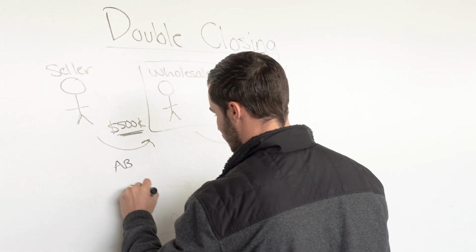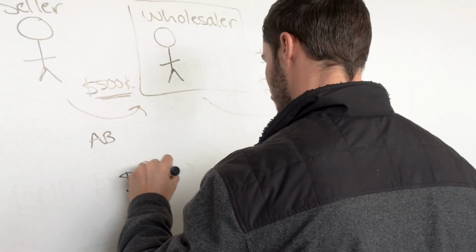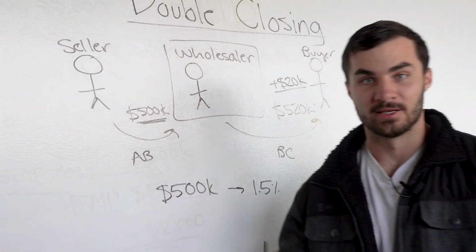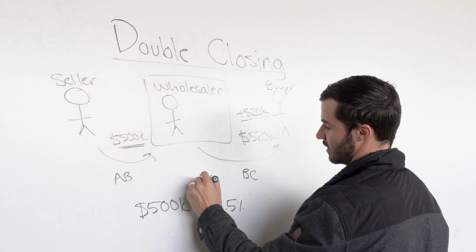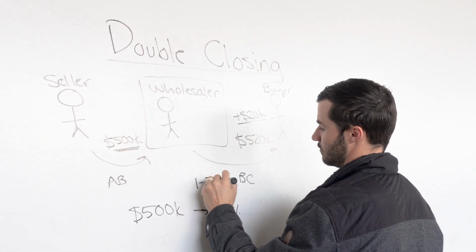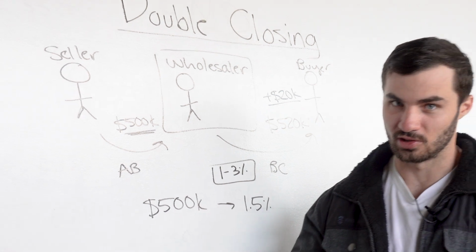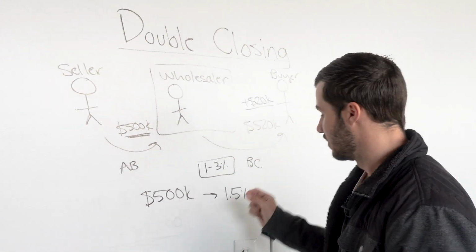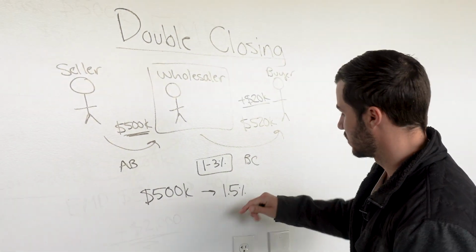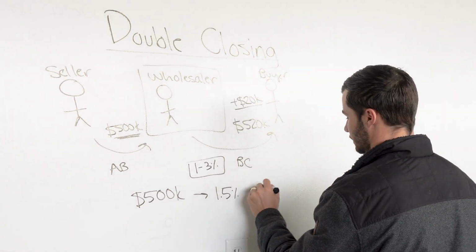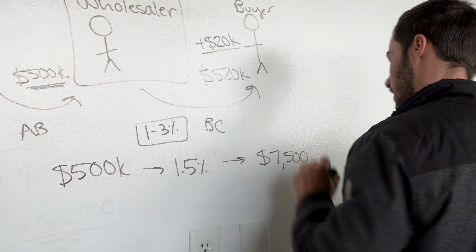So for $500,000, I charge 1.5% interest, okay? Now again, different people charge different things. I'll say rough estimate 1 to 3% probably for what people charge. I kind of go right in the middle towards the low end. I charge 1.5% for the double closing. So $500,000, I'm charging 1.5%. If my math is correct, that means that I would be making $7,500 on this deal.